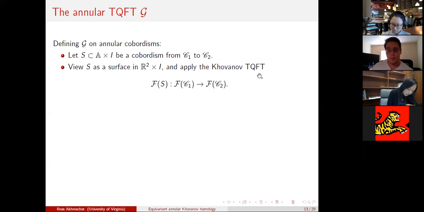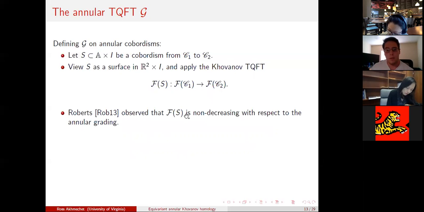So again, forget about embedding this solid torus into R2 across the interval. Forget the annular structure and just apply the F. That's going to give you a map like this. And what Roberts observed was that this map is non-decreasing with respect to the annular grading.